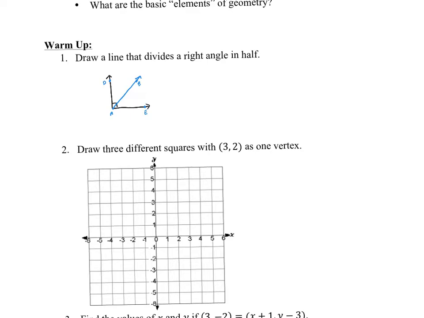Okay, draw 3 different squares with 3, 2 as one vertex. Well, let's graph that first. 3, 2, x, comma, y, right? So I went to 3 on the x, 2 on the y. Graph that, and then I can draw 3 different squares that hit that point. So 1, 2, they all have a common vertex. That point 3, comma 2.